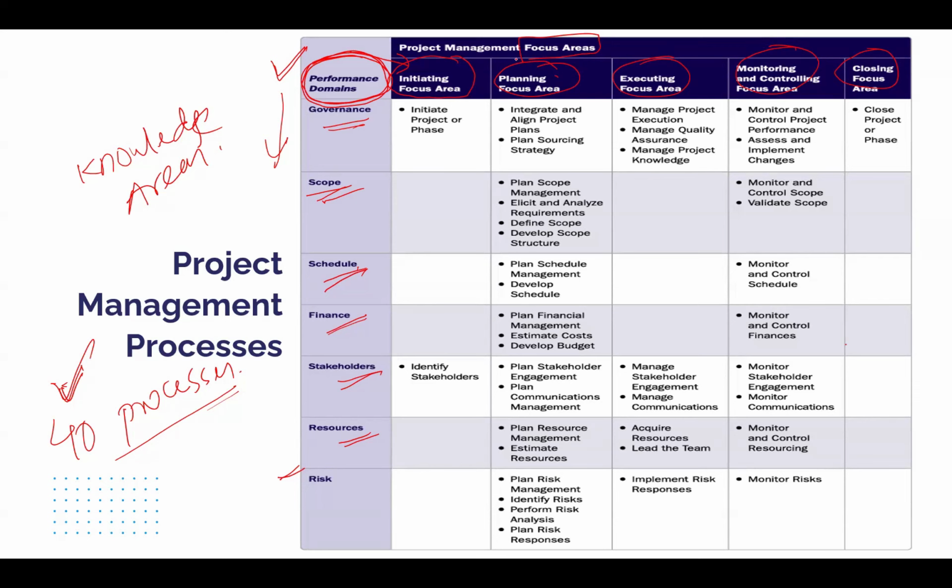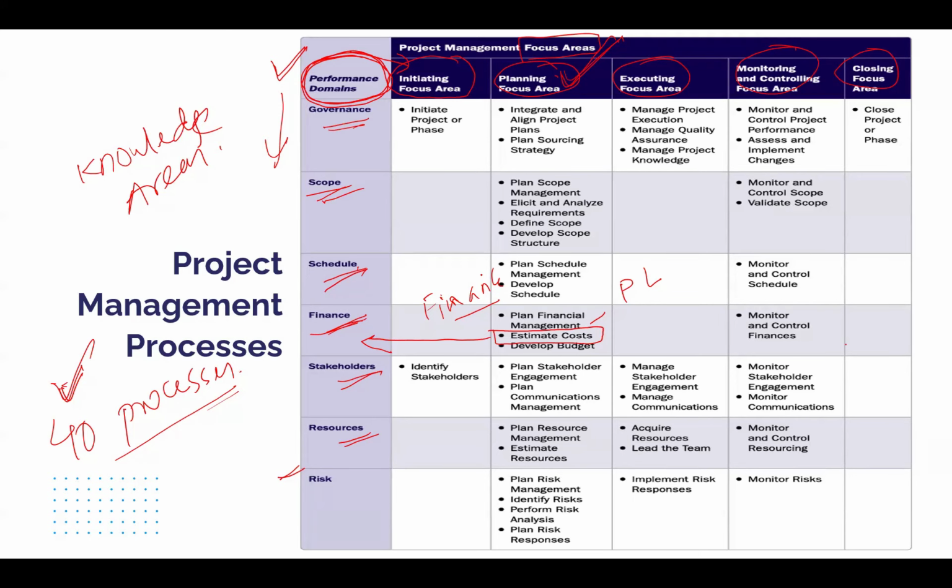Let me take one example: estimate cost. This happens to be one of the 40 processes. The fact that it is under the column heading planning means it belongs to the focus area planning. And the fact that it pertains to the row finance means it belongs to the performance domain finance. Likewise, every process belongs to some performance domain and some focus area. This mapping has been shown in this table.